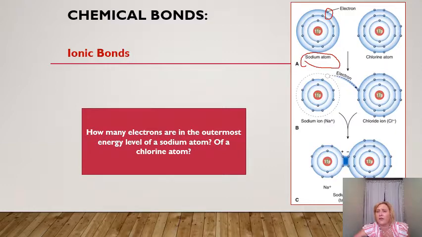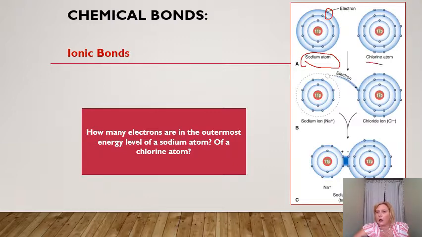It's going to want to give up this electron, and if it transfers this electron to another atom, then this electron shell goes away and the outer electron shell will be totally completed.